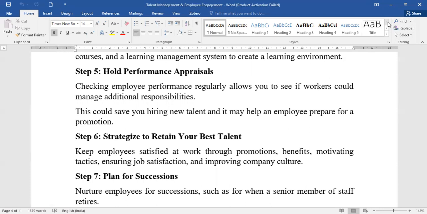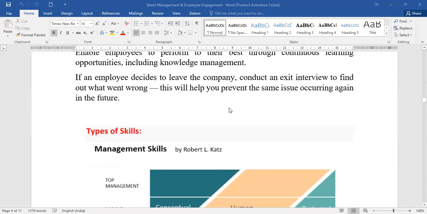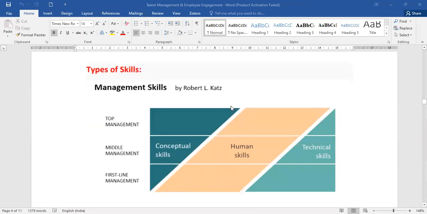Then next is the skills which are required, that is, talent management and skills development. In management, we have learned this topic very well. There are skills which are divided into 3 parts as per the levels: the top level, middle level, and lower level.